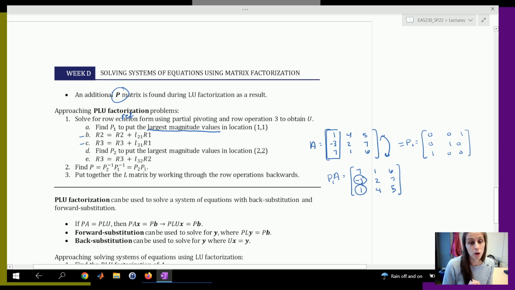Once I've done with column 1, then I move on to column 2. So then I would look at these numbers. I'm going to ignore everything in row 1 now, because I'm done with row 1. I'm not going to use it anymore. And now I want to go ahead and get the largest number in the 2, 2 location. So here I have to swap these. So P2 would look like this.